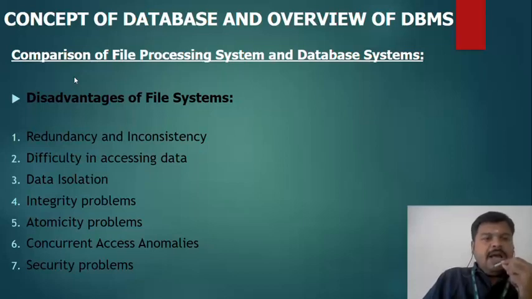That is called redundancy and inconsistency. Redundancy means repetition of data. Inconsistency arises when we are retrieving, because there is a repetition. Difficulty in accessing data: there is no proper software to access the data. Then data isolation, integrity problems, atomicity problems, concurrent access anomalies, and security problems.